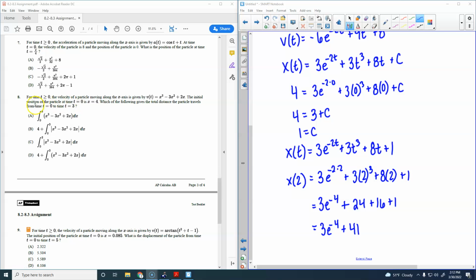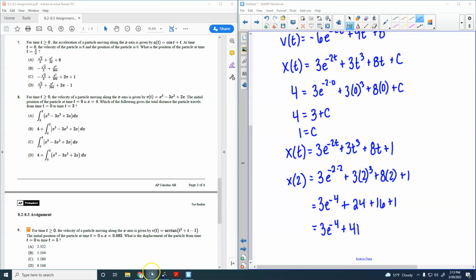So for 8, when we're given a velocity function, and they give us the initial position, and then it says, which of the following gives the total distance the particle travels from 0 to 3? We've talked about this a little bit before, but I wanted to mention it yesterday, and then I forgot about it.